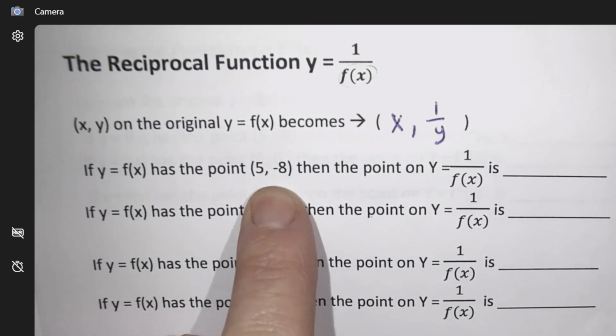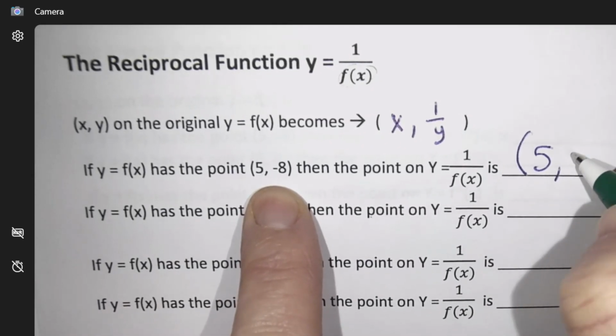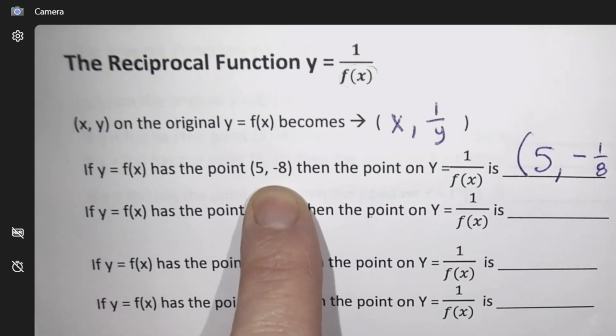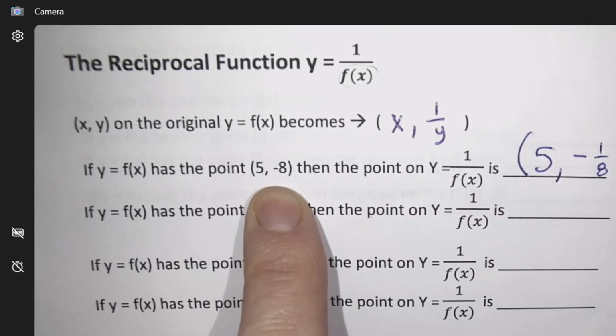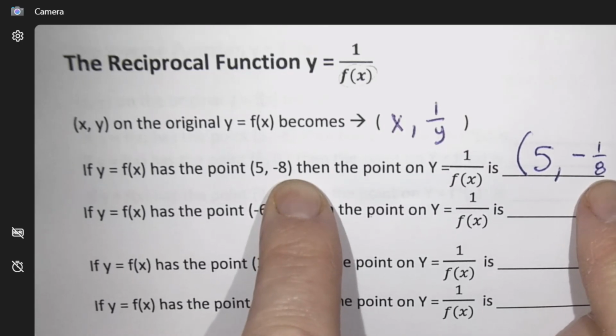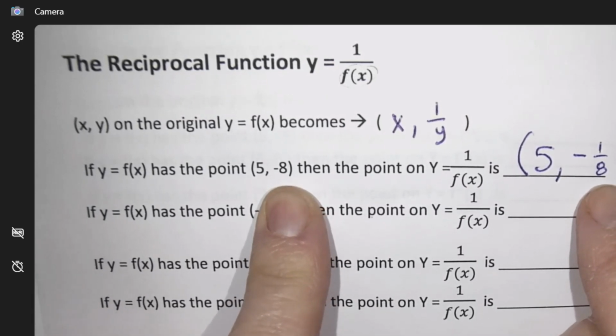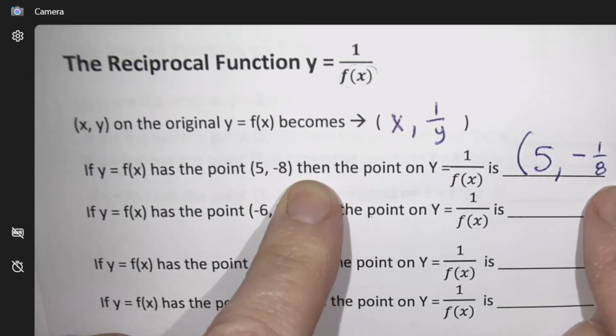Okay, so the 5 comma negative 8 turns into 5 comma negative 1/8. Negative 8 turned into a negative 1/8. Do you notice how I don't change positive, negative, anything like that? If it's negative, it's still negative.